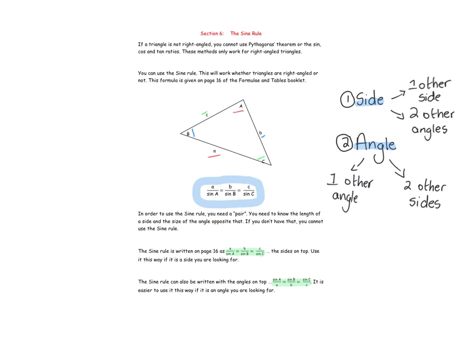And that's what we're going to do. Now, that might not make too much sense at the moment. However, what we're going to do is a few examples and it will hopefully make much more sense then. Question 6.1 here says, find the size of the angle marked x in the following triangle. Give your answer correct to one decimal place.